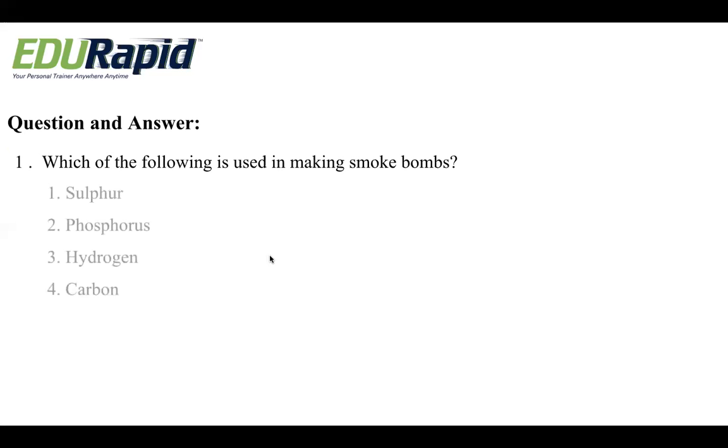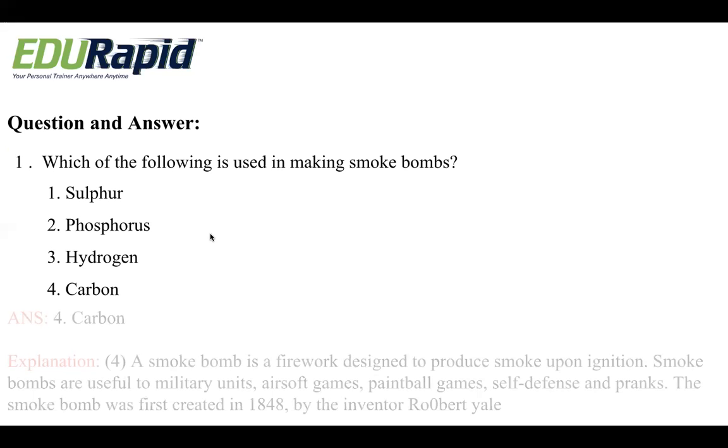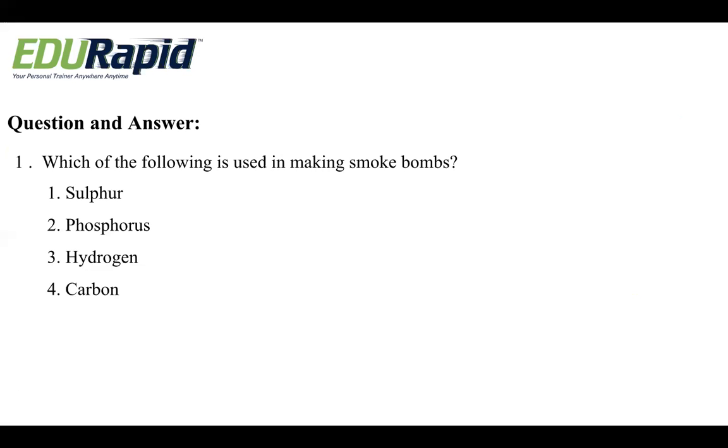We will move on to the most important part, that is question and answers. Which of the following is used in making smoke bombs? You have options: sulfur, phosphorus, hydrogen, and carbon. So which of these are used in making smoke bombs? Any answers? Is it sulfur, phosphorus, hydrogen, carbon?